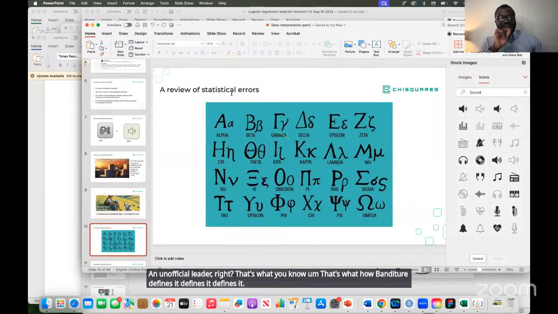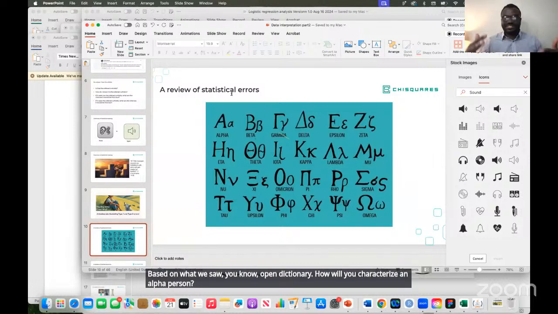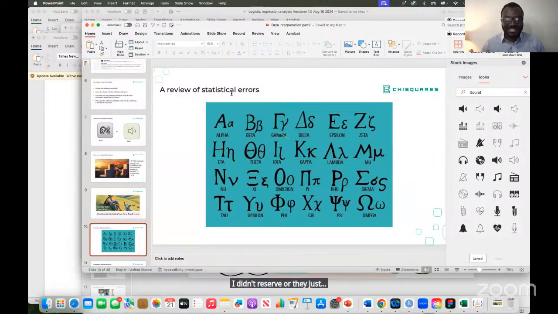Now, what is one characteristic of an alpha male or alpha female? Are they usually reserved, or are they usually in your face, or just out there? What do you think? Based on what we saw in Urban Dictionary, how would you characterize an alpha person? Are they reserved, or are they just dashing in and rushing into set scenarios?